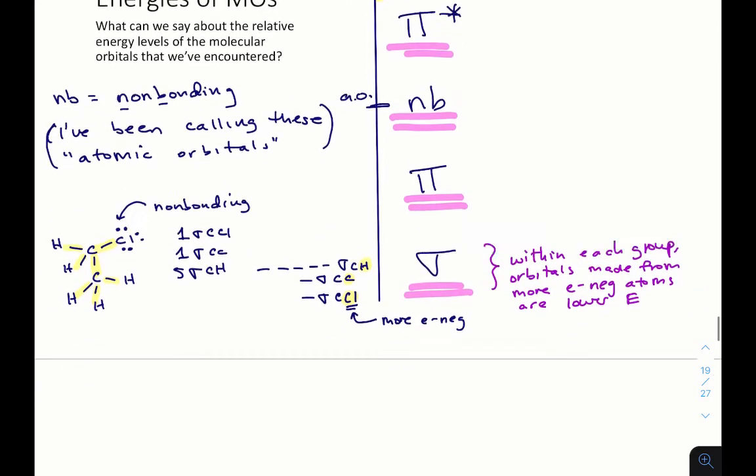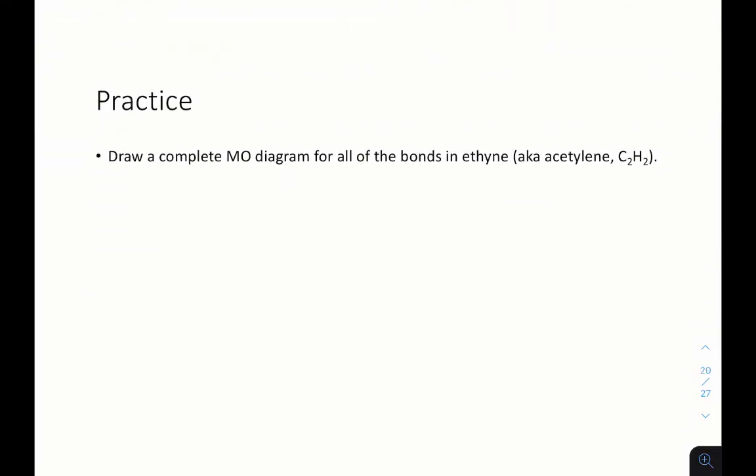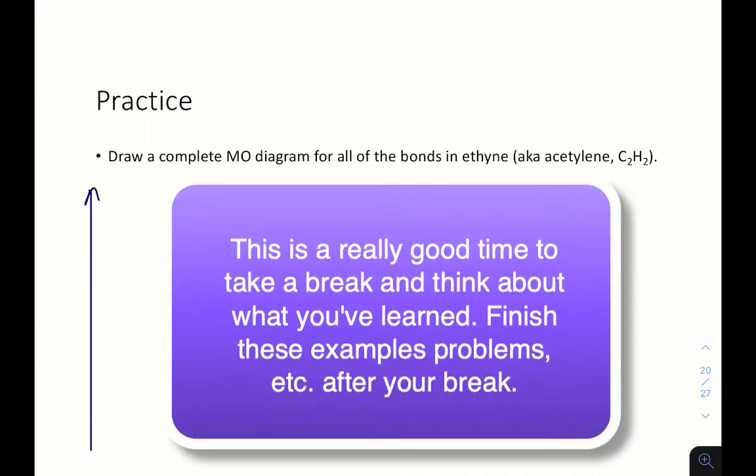Speaking of problems, let's draw a complete molecular orbital diagram for all of the bonds in ethyne. You don't need to draw the cartoon molecular orbitals. You just need to draw the energy diagram. If you don't feel ready to try this on your own right now, then you might take a break, but you should definitely try it on your own before you listen to me explain it. Make sure you understand what we've been talking about for the past however long it's been.